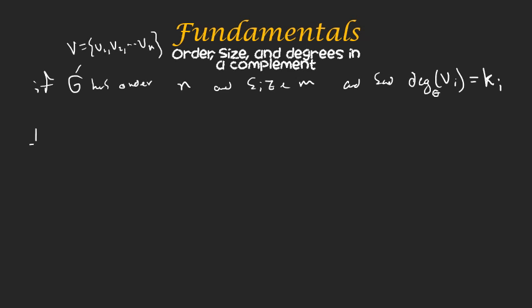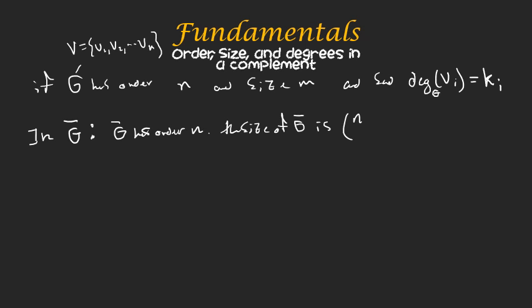Okay, so in G complement, because complement, we keep the same vertex set. So G complement has order n. And what about size? What can I say about size? Well, I know that G complement has all of the missing edges that G has, missing in terms of the complete graph. So the size of G complement then, what's missing from G? If G has size m, then G complement will have size n choose 2, the size of the complete graph, minus how many edges were in the original graph. So in general, that formula will always work for the size of the complement if we don't want to count them up.